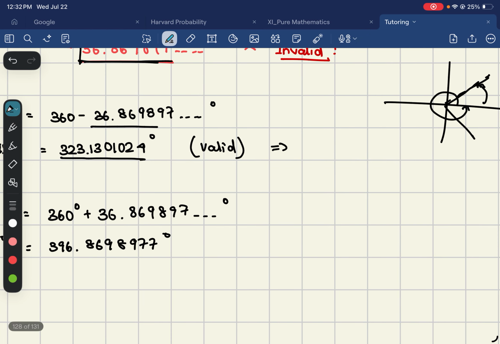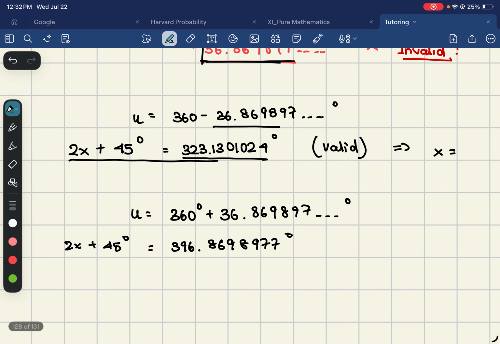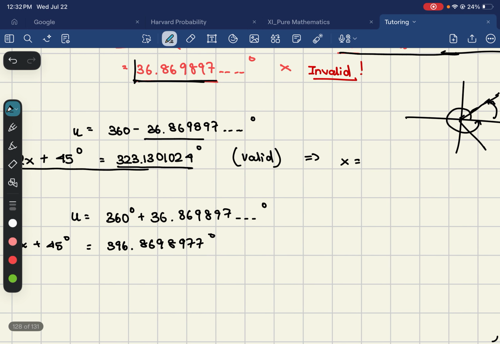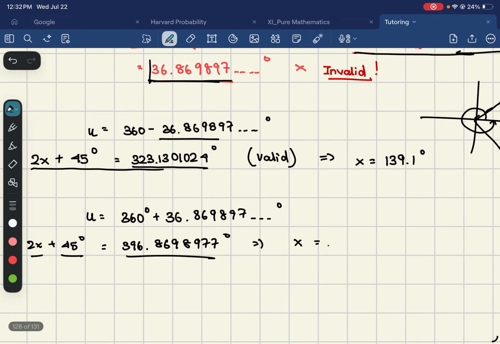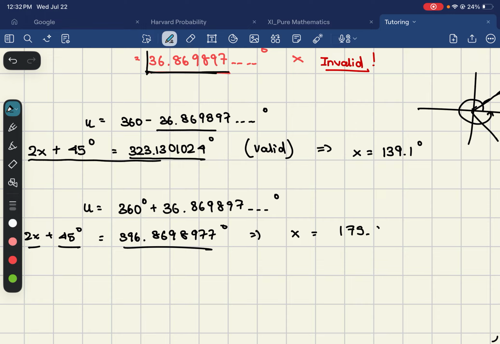So basically, if you use this expression to calculate x, and I'm not going to do the calculation, I'm just going to give you the final answer. If you use it to calculate x, so 323.13 minus 45 divided by 2, your first solution for x is 139.1 degrees. And for your second solution, you take 396.86, whatever, this expression, subtract 45 from both sides and divide by 2 because you have 2x here. And you get 175.9 degrees. So these are your solutions.